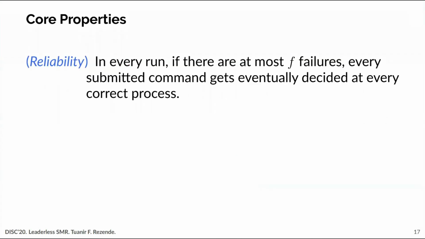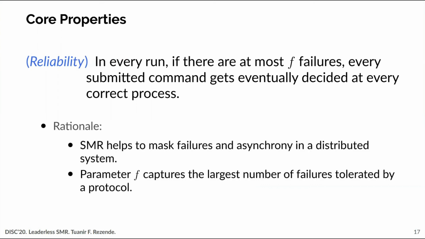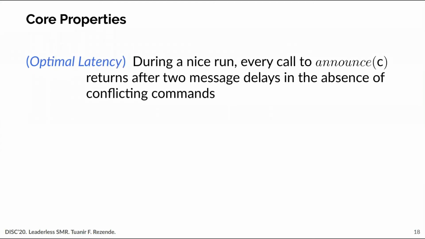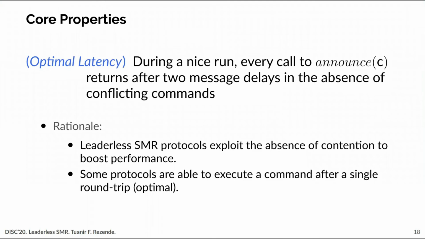The first property is reliability, a very natural property to have, as it captures the fault tolerance property of SMR. Note that parameter F captures the largest number of failures tolerated by the protocol. That means that we may not guarantee progress after F failures occur. Optimal latency is related to how fast the decision can be taken in some of these protocols. So consider a nice run. Every call to announce returns after 2 message delays if no conflicting commands exist.